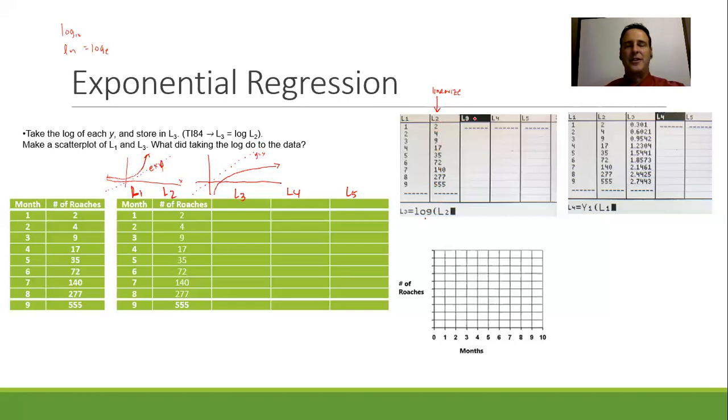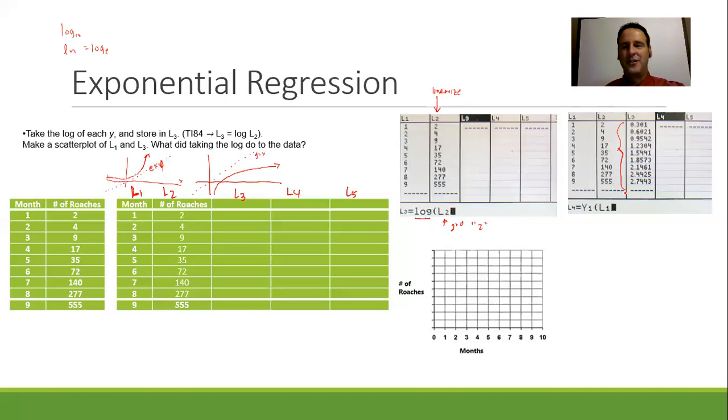And so what you're going to do is for your L3, you're going to highlight it and hit enter. In that spot, you're going to hit the log of your y's, which are in L2. So in L3, highlight it, hit log of L2, second 2. And in the end, you're going to end up with what you see here, in your L3, all those values. So check to make sure that those are right.